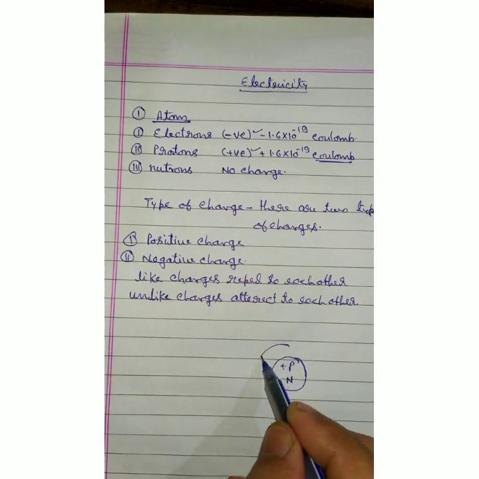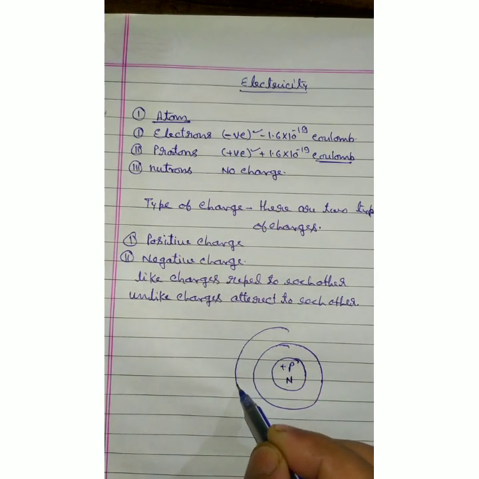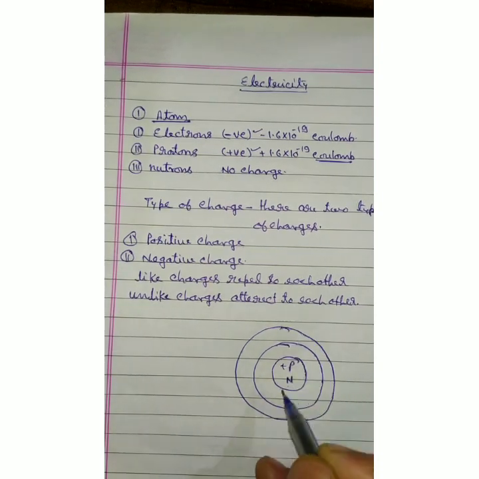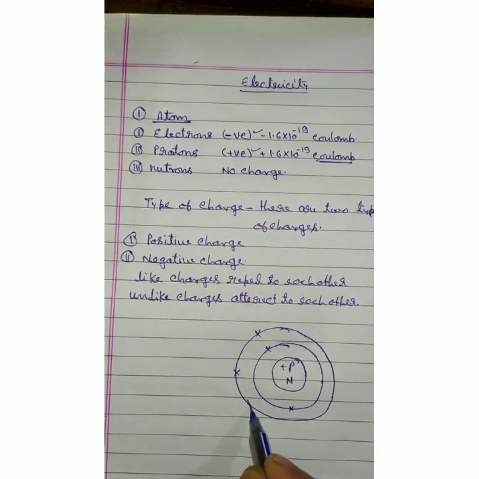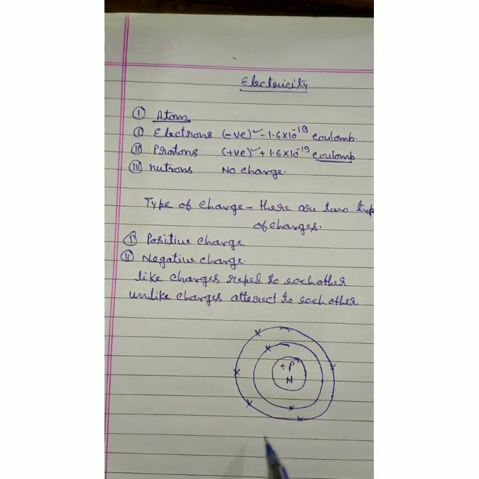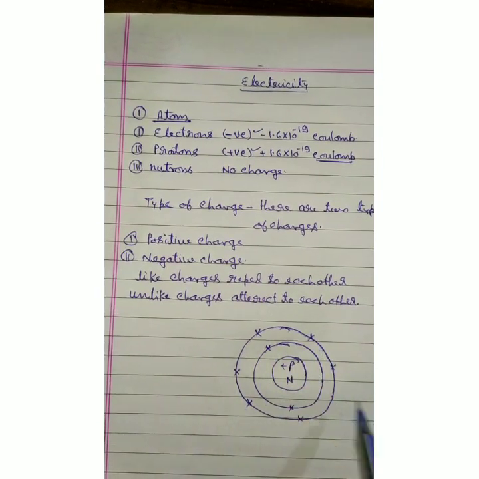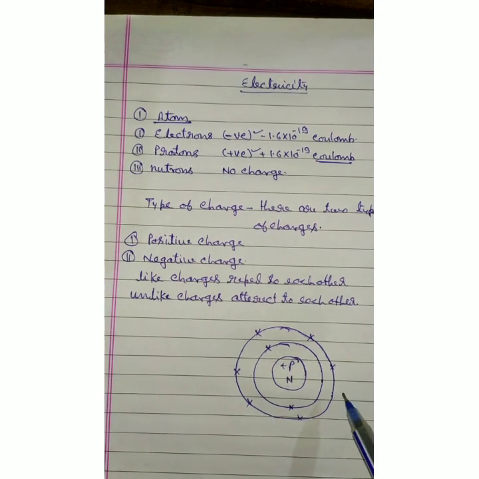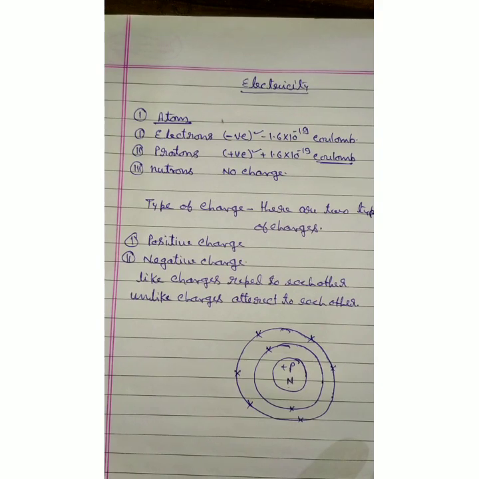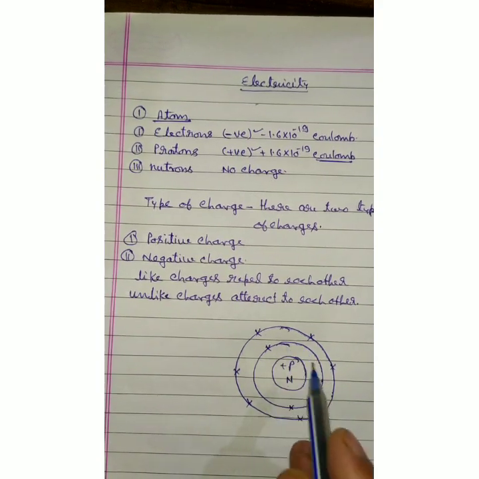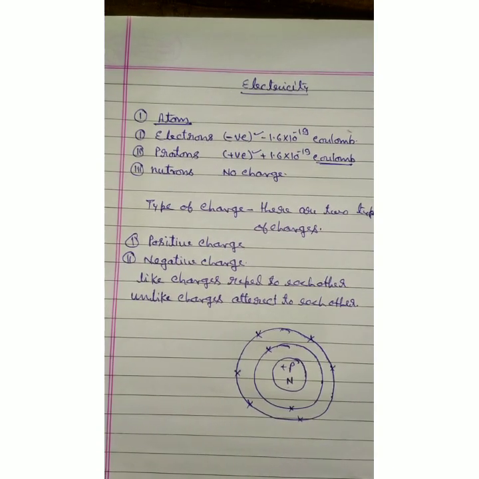Around the nucleus there are certain energy levels in which electrons are revolving. The electrons present in the outermost shell are known as valence electrons, and these valence electrons decide the characteristics of any material or substance.